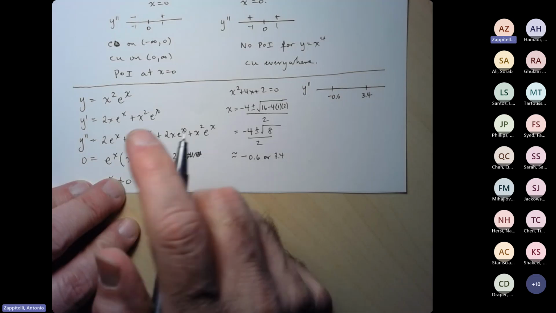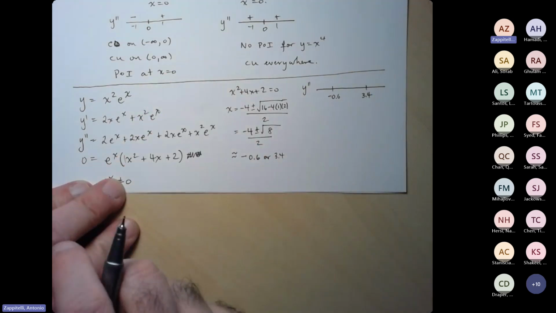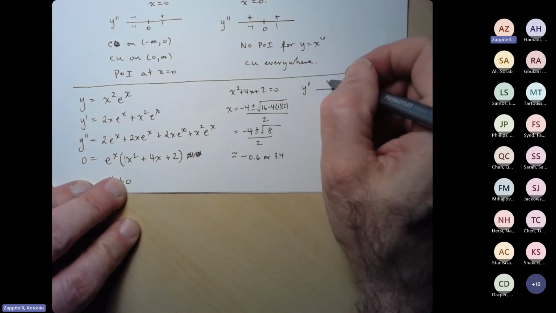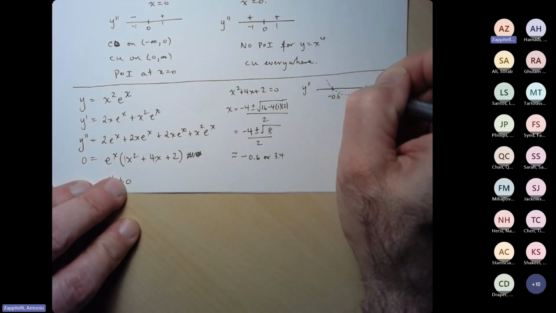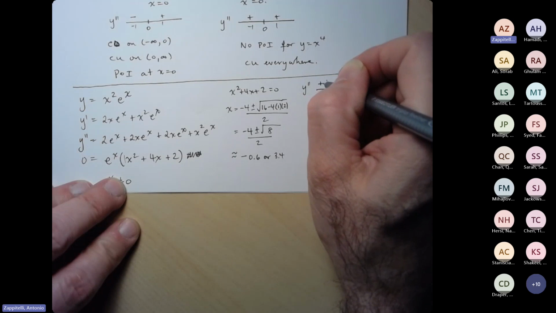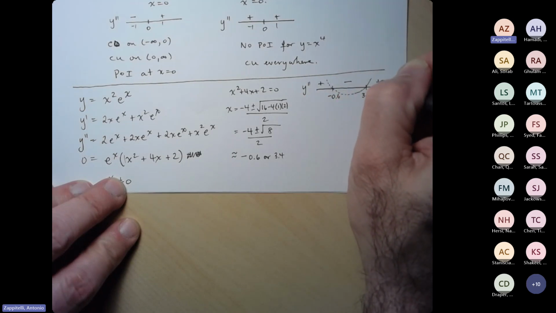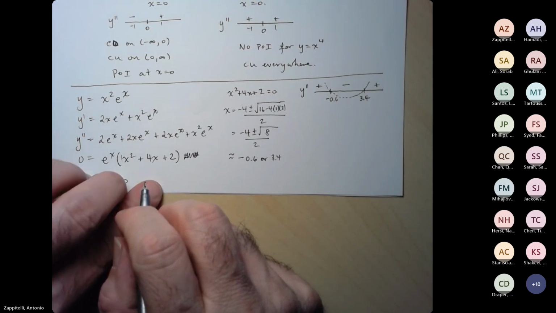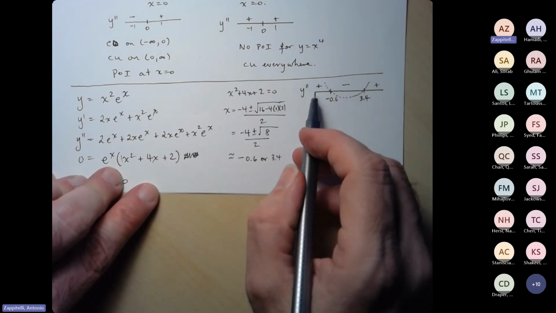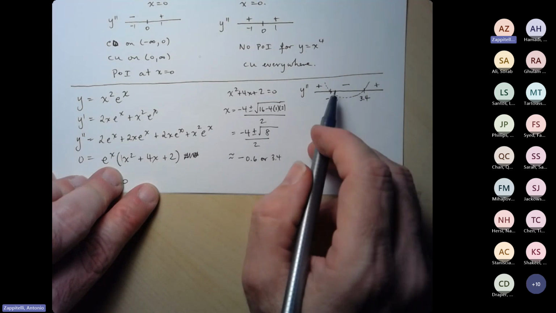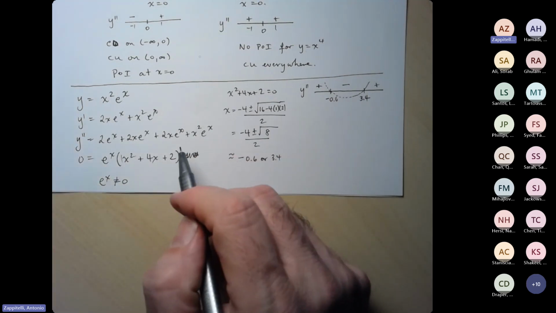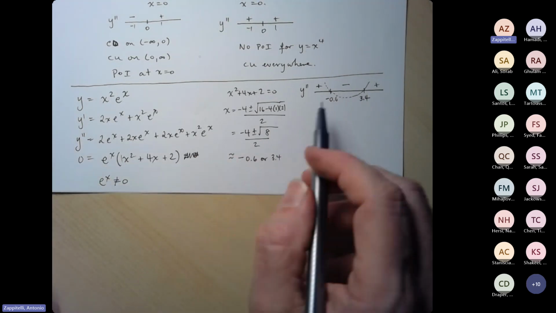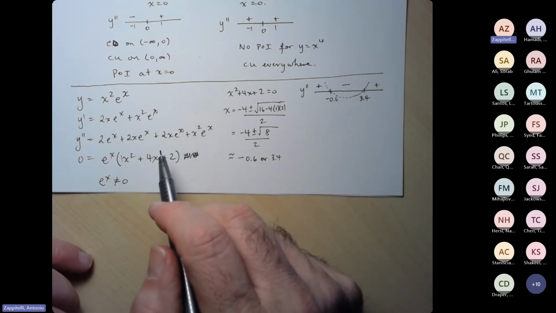We have a quadratic with a positive leading coefficient. So our signs are going to look like this. It's going to go from positive to negative to positive. Again, if you want, you can take values in each of those intervals and stick them into your second derivative to find the sign. You could certainly do that, but boy, this saves me a lot of time.